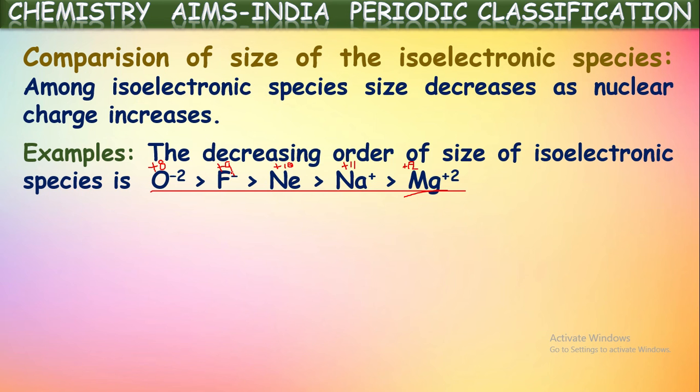So out of these all, the magnesium plus 2 ion has the greater nuclear charge, so it will have the lower size. If you observe oxygen, it has the lowest nuclear charge among these all, so hence it has the greater size. Got it? Among isoelectronic species, as nuclear charge increases, size decreases, and vice versa.